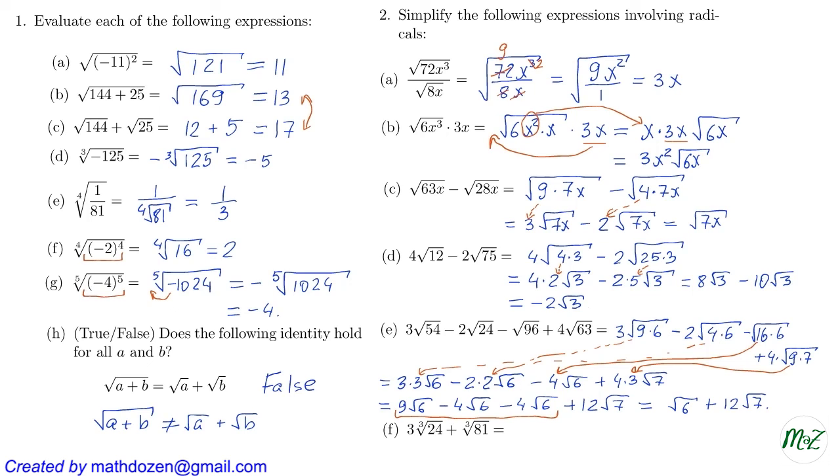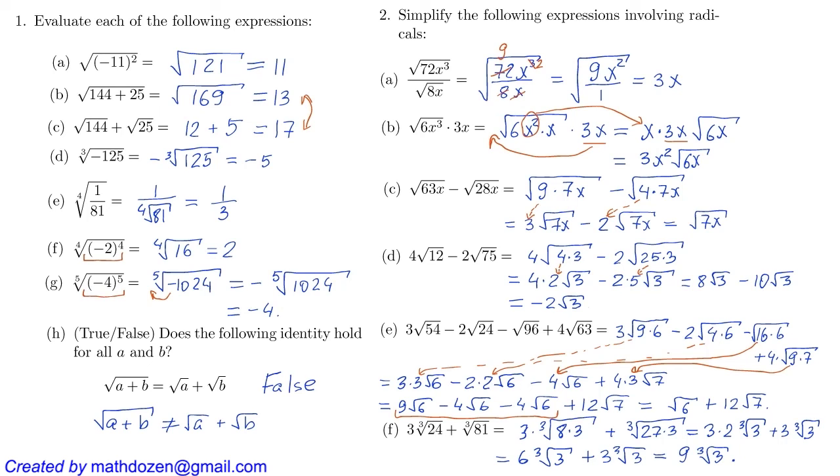Then in part F, we have cube roots. So we'd like to split 24 into some perfect cube times something else. And conveniently, 24 is 8 times 3. Likewise, 81 is 27 times 3. So the cube root of 8 is positive 2. The cube root of 27 is 3. So we're looking essentially at 6 times the cube root of 3 plus 3 times the cube root of 3, and that definitely works out to be 9 cube root of 3.